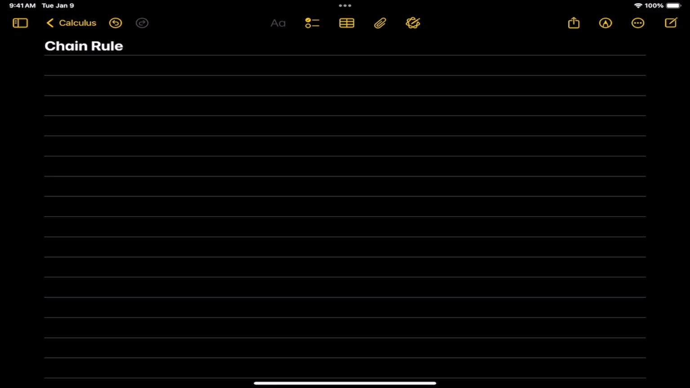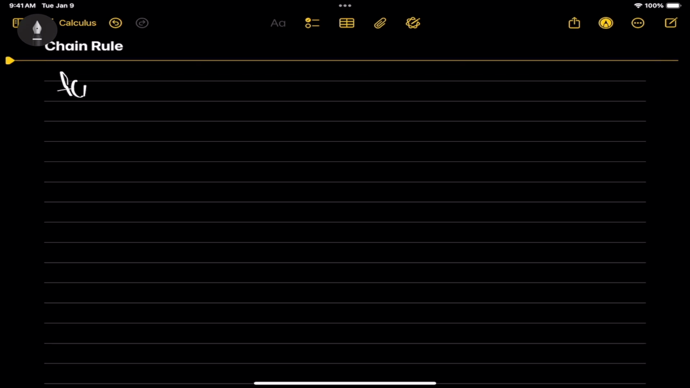So the first example that we have here, we're going to go ahead and write it down. f of x is equal to 2x cubed minus 5x squared plus 4, all to the fifth power. So that is our first example here for the chain rule.